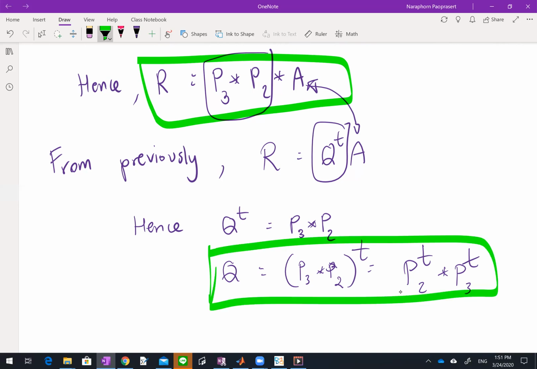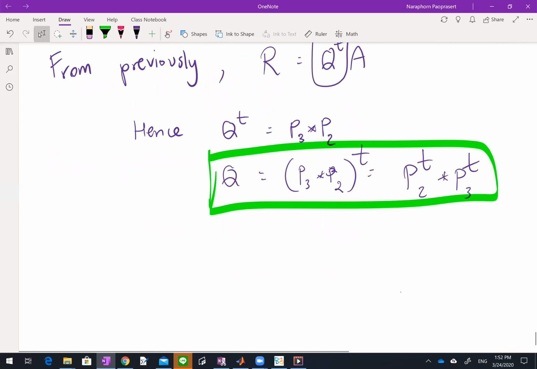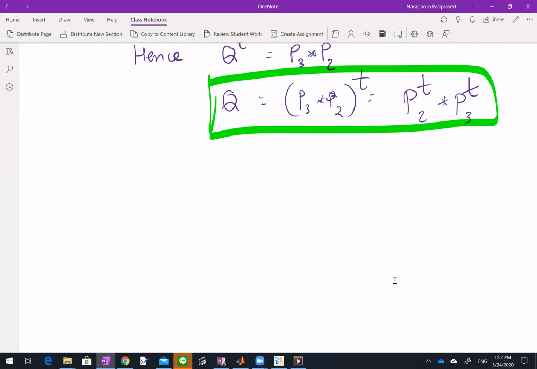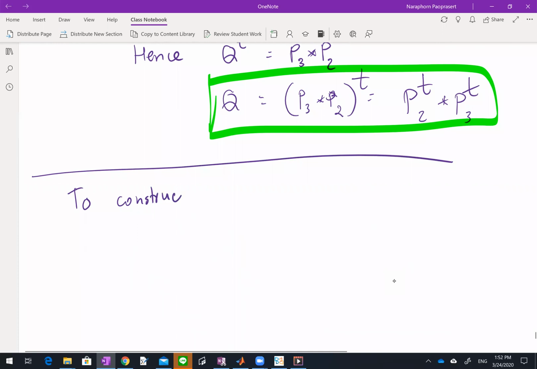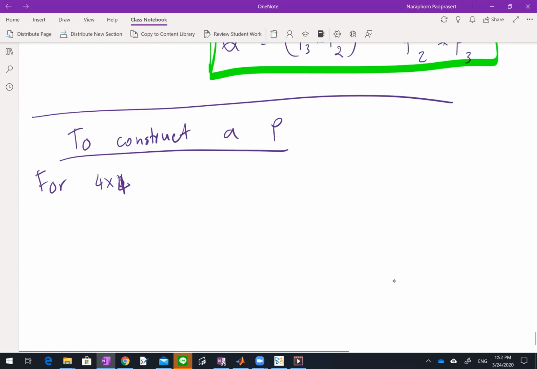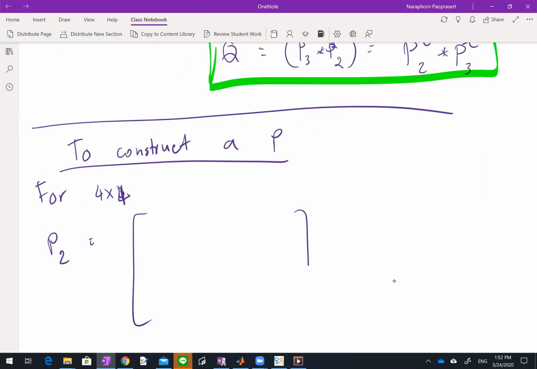So the only problem is, how do we find the P, right? Do we have to do the cos and the sine and solve for theta every time that we want to solve for the P? The answer is no. It's really easy to find the P. So let's just use the formula. First, to construct a P, for the 3 by 3, you already know about it. Let's just see, for example, 4 by 4. Then you're going to start with P2.